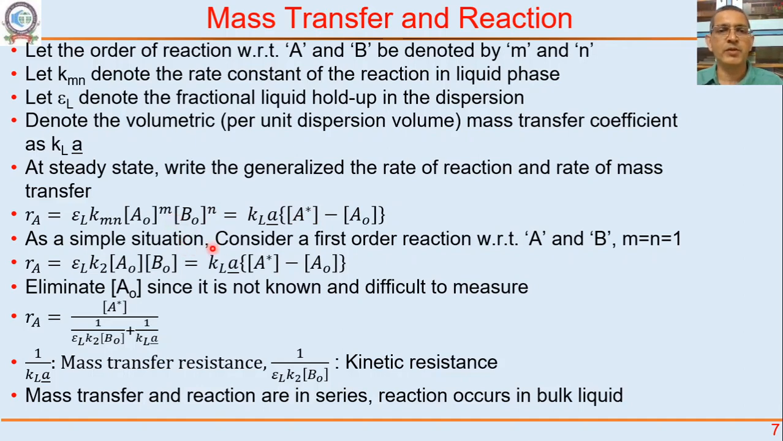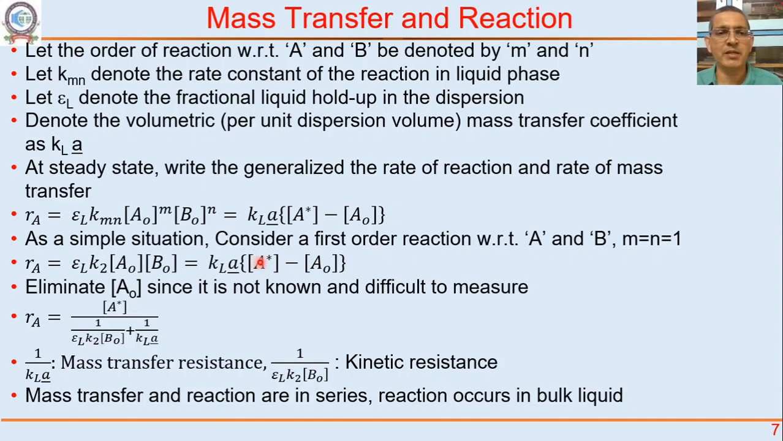As a simple situation, let's consider first order reaction with respect to A and B. So m and n are 1. So then RA becomes epsilon L k2. I should write k11, but we are writing k2. Overall second order, first order with respect to A, m is 1, first order with respect to B, n is 1. RA is epsilon L k2 A naught B naught, which equals kLa into A star minus A naught.